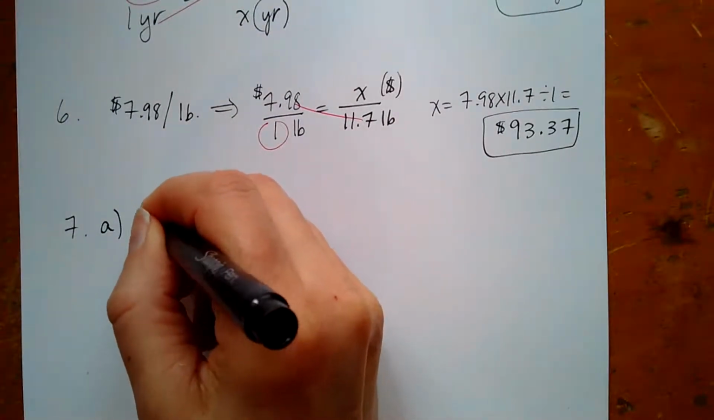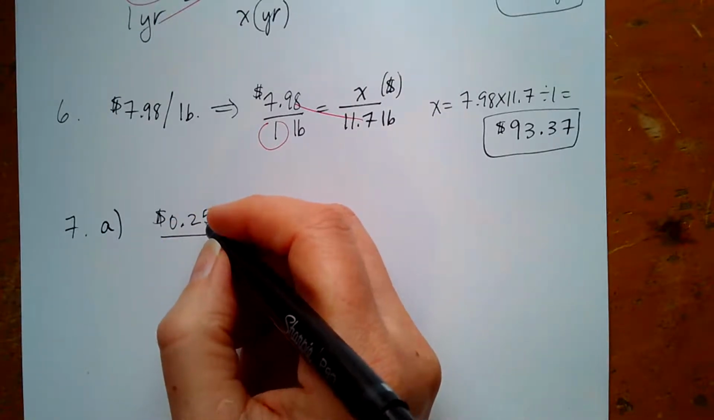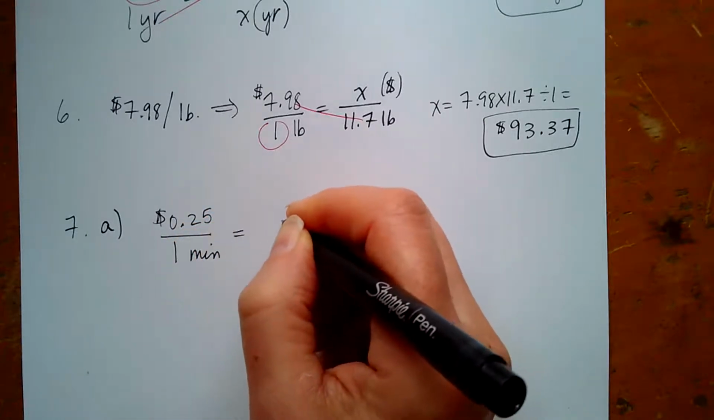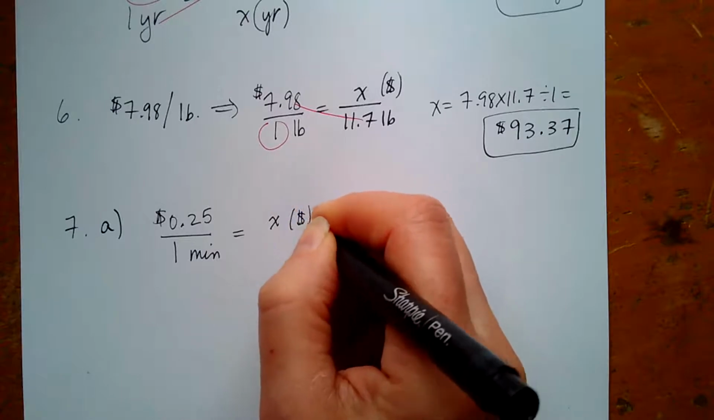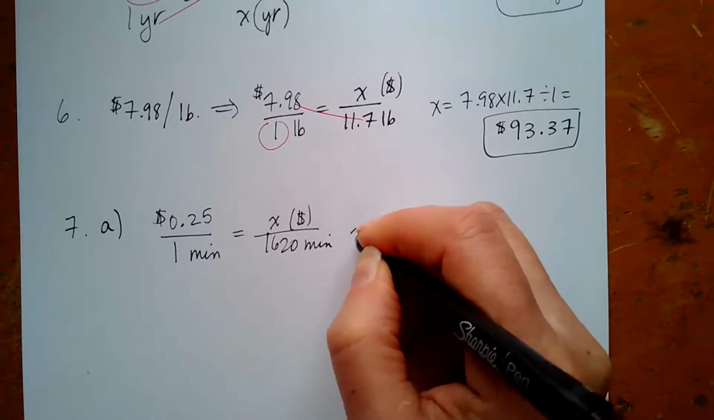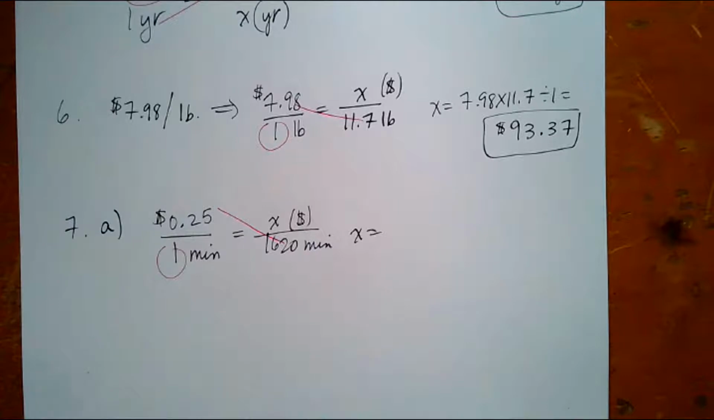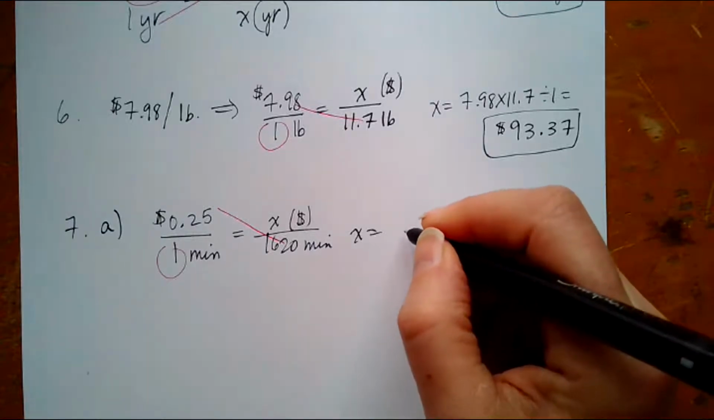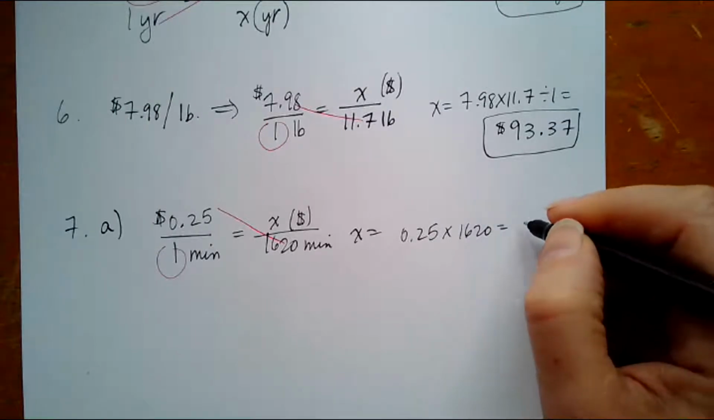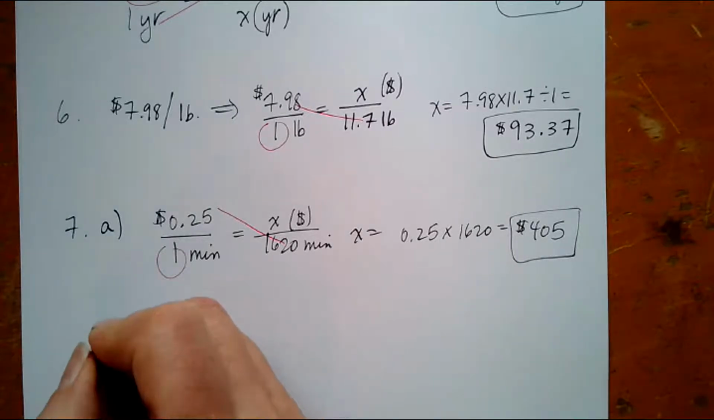Okay, so what was her rate? It's $0.25, which is 25 cents for 1 minute, for every minute, right? So how much will she get paid? What's her money for 1,620 minutes? Okay, let's see what happened here. $0.25 times 1620 equals $405. That's not bad. It's a lot of work though, right?